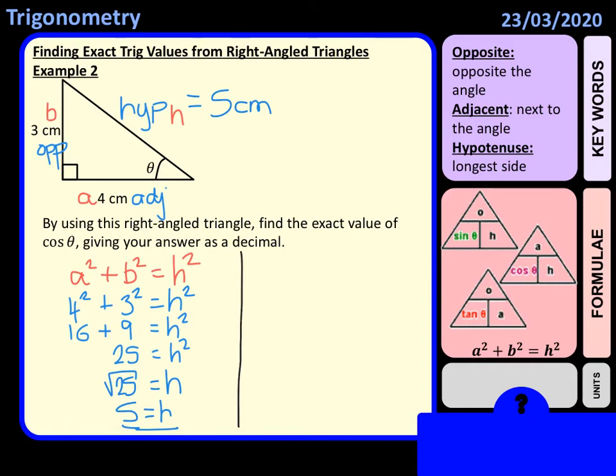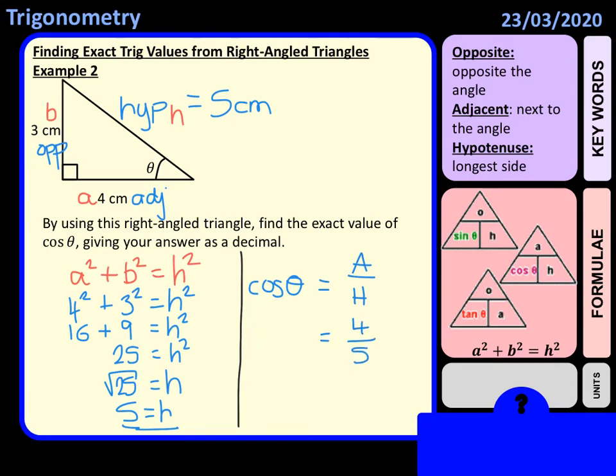Now I'm at a position to actually find cos theta. So I jump back to my formula triangle. Cos theta is adjacent over hypotenuse. The adjacent is 4 and the hypotenuse is 5.